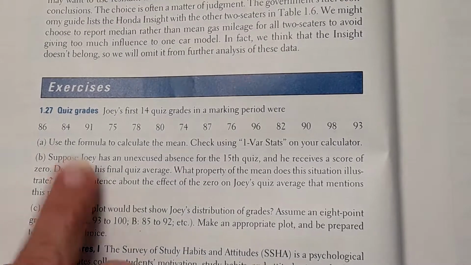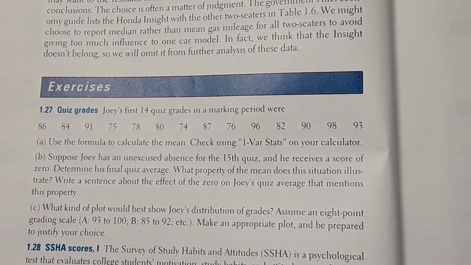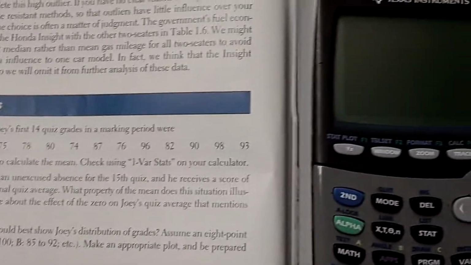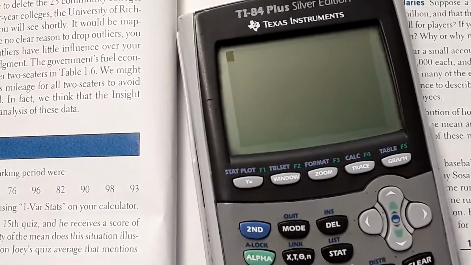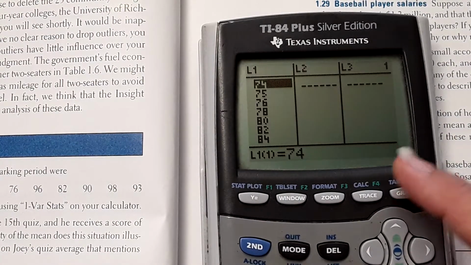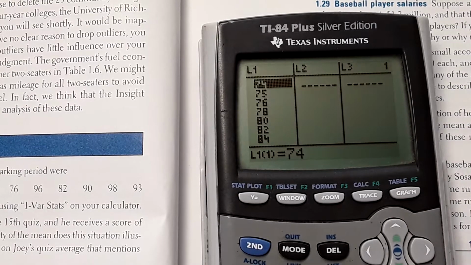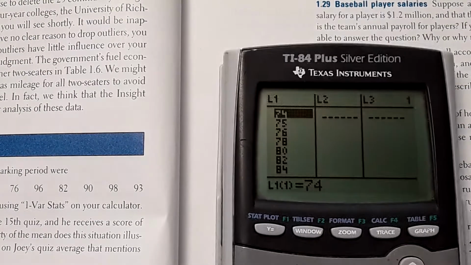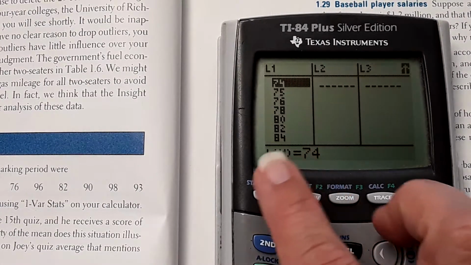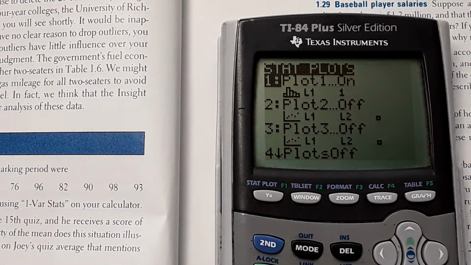So if you haven't already, make sure those numbers are in your list. I am going to make sure those numbers are in my list. Stat, edit. There are the numbers. Perfect. Okay, so how we're going to make a box plot. We're going to hit second y equals. And you're going to come to this plot thing.